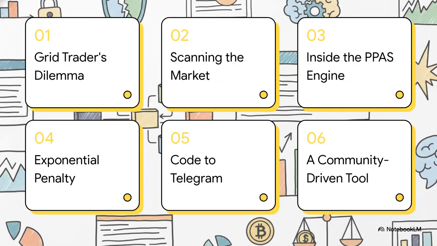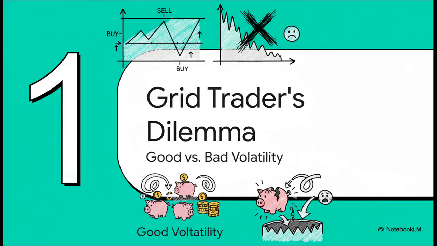Okay, so here's our game plan for breaking this all down. First, we'll pin down the exact problem for grid traders. Then, we'll see how the system cleverly scans the market. We're going to spend most of our time inside the scoring engine itself, looking at its 10 core metrics and what I'd call its mathematical heart. And finally, we'll connect all that code to a simple Telegram alert and wrap up with the whole philosophy behind this open source project. So let's start with the fundamental challenge.